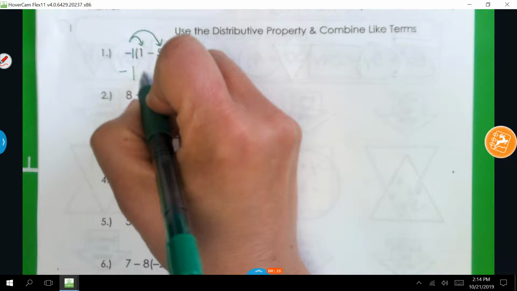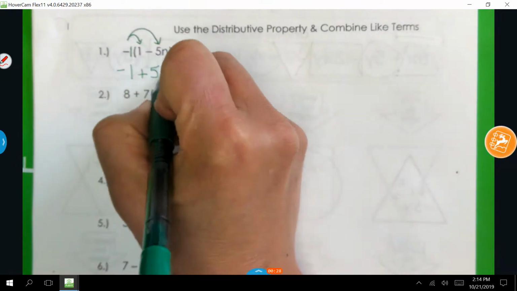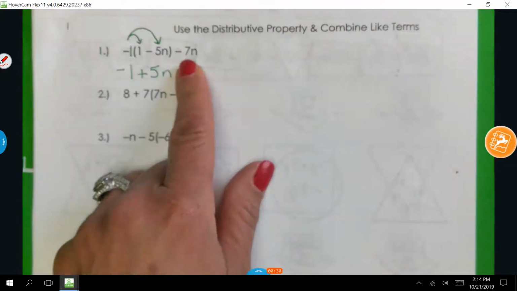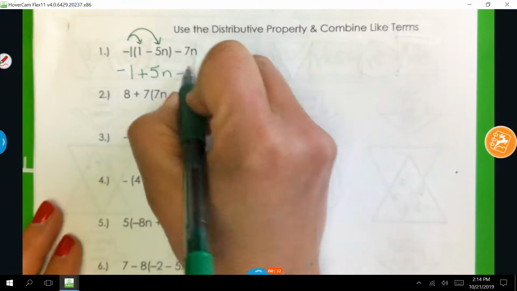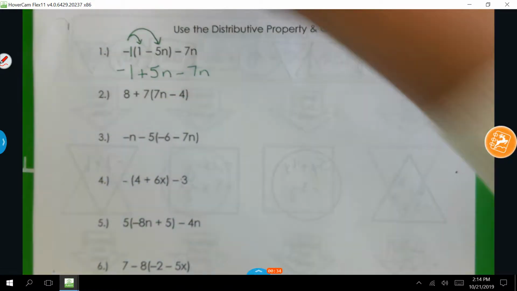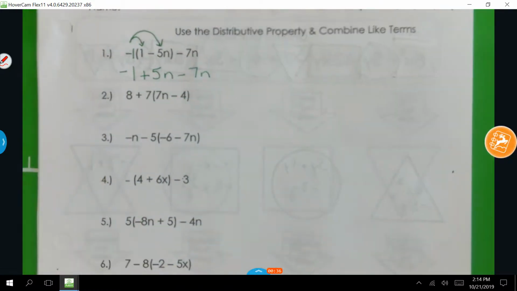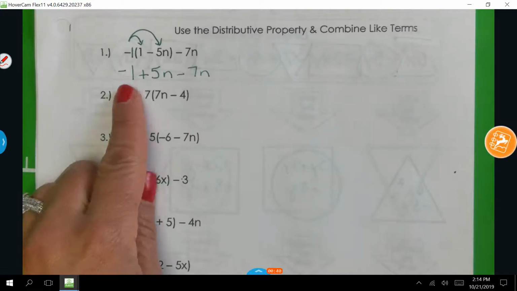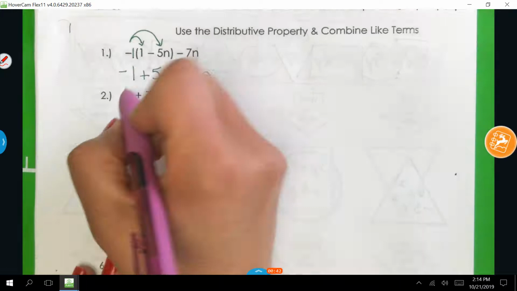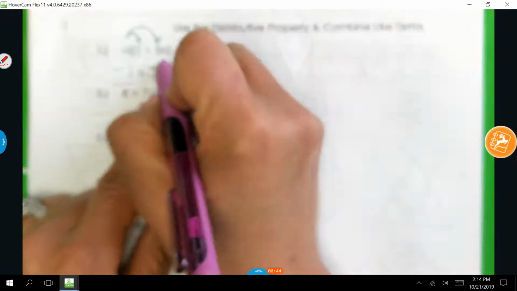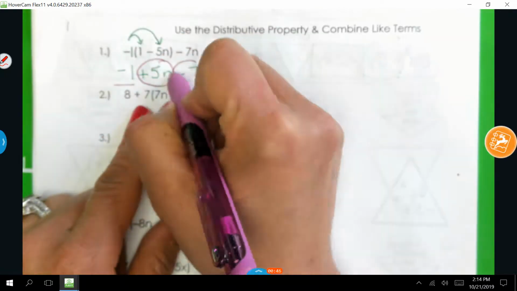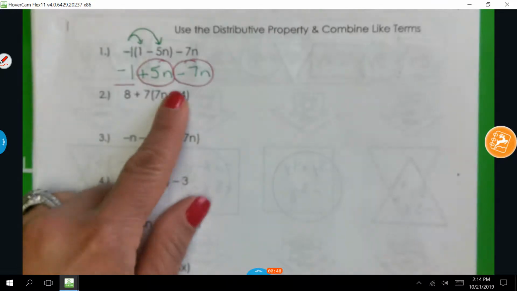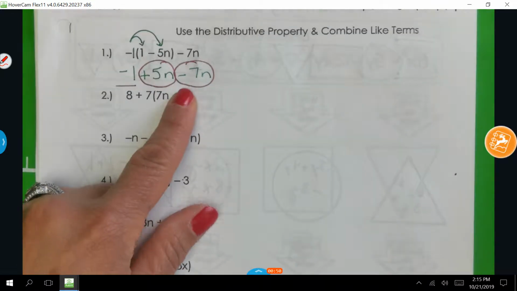Positive 5. So positive 5n. Now you can't do anything with this yet, so you just put minus 7n. Now after we've distributed, we can combine like terms. There's no other constant. This is all by itself. But we do have a positive 5n and a negative 7n. So those are the two that we can put together.